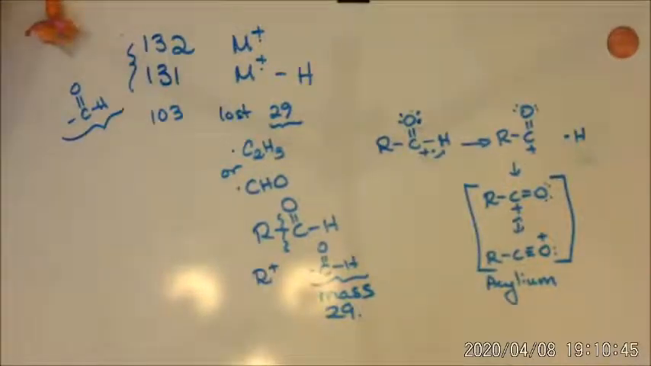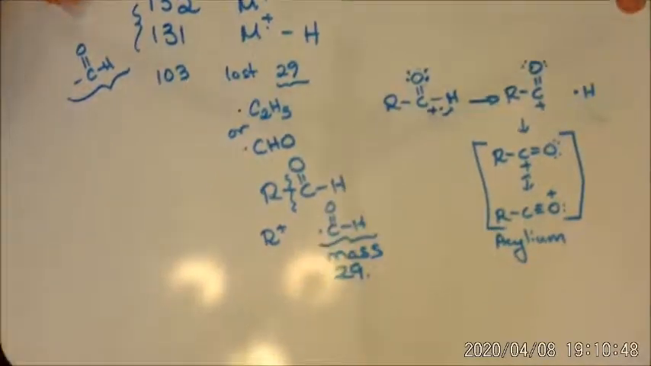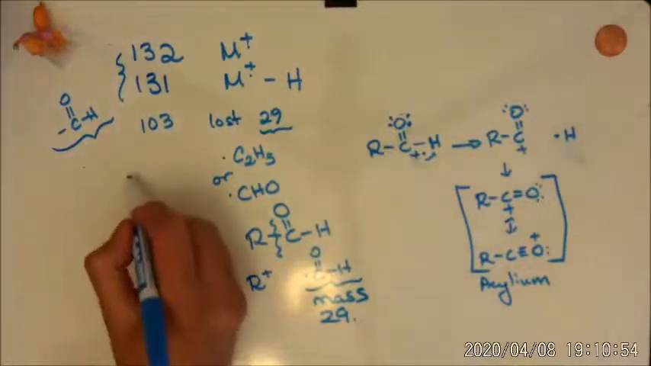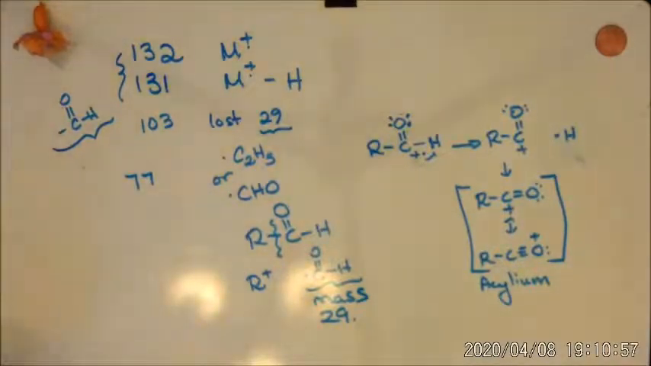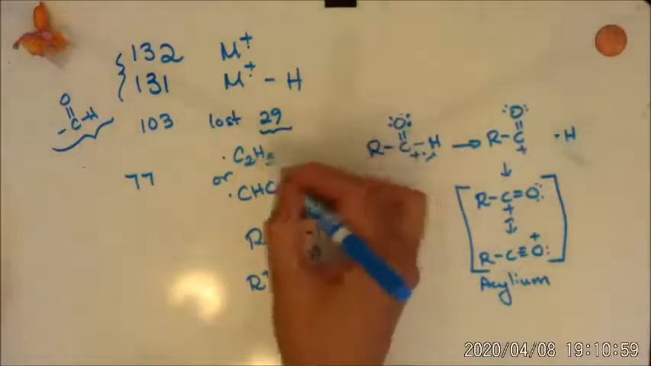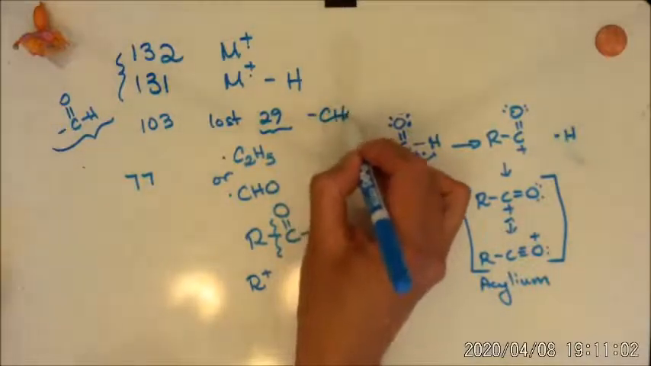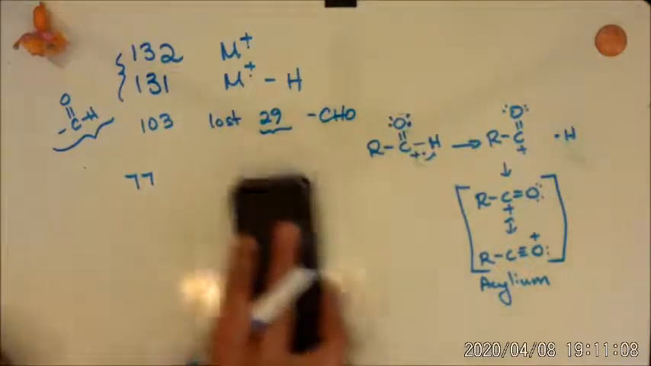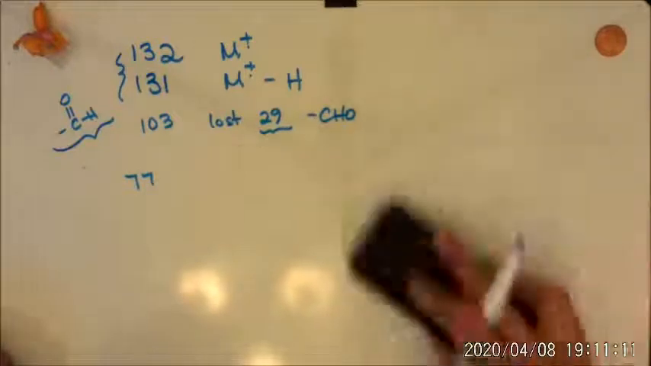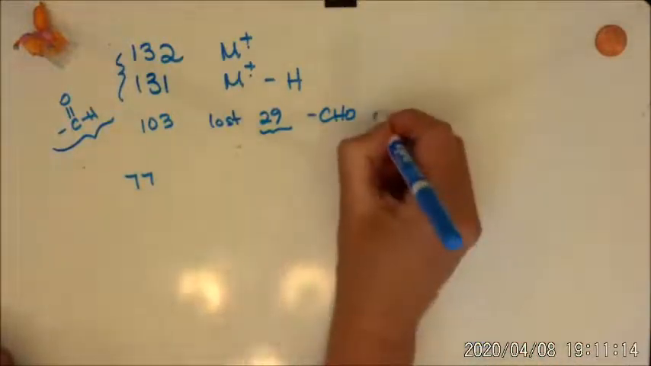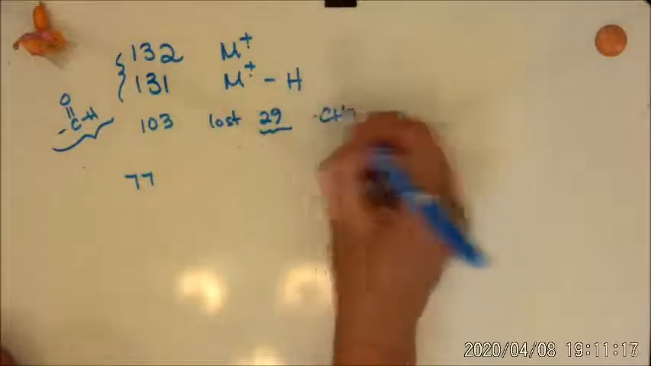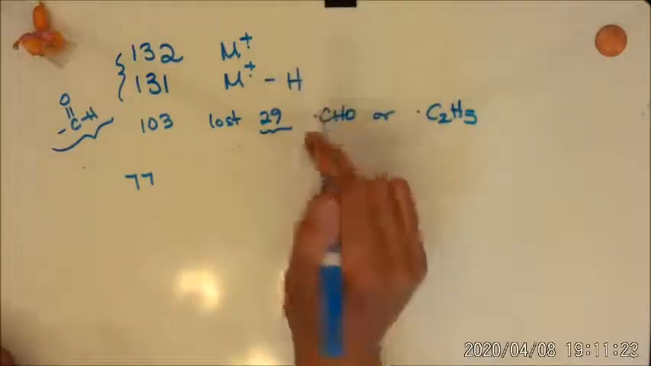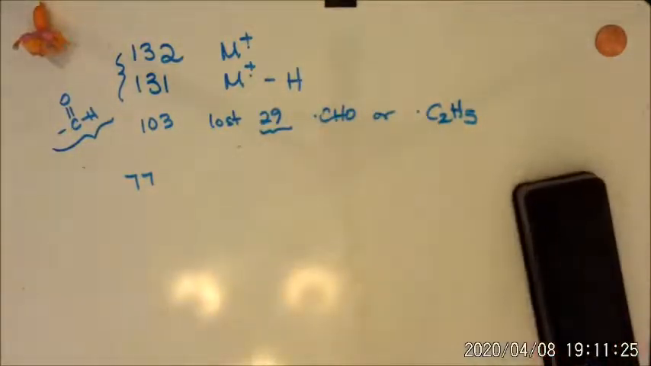Okay, so you can see that? Alright, so now let's take a look at the next peak. The next peak is 77. Okay, so this most likely lost a radical. Okay, bear in mind CHO or C2H5. This one loses an H. Okay? Now what about 77?